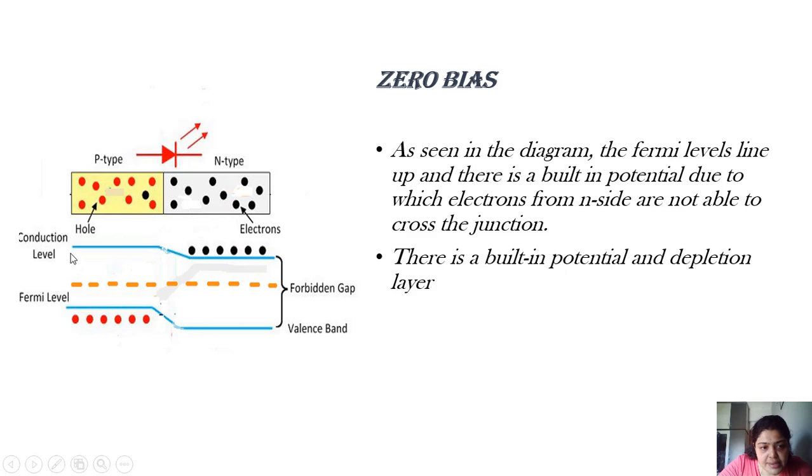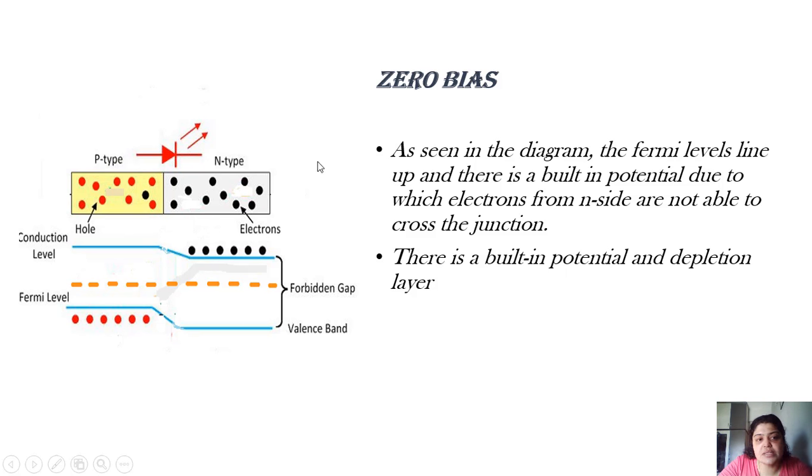Now just look at this energy band diagram. This portion is the p-type energy band and this portion is the n-type energy band. You are making a junction, so whenever a junction is made, as per the golden rule, the Fermi levels line up. There is a depletion layer in between. Can you see this layer? There are electrons present on the n side and holes present on the p side, but these electrons are not able to recombine with these holes.